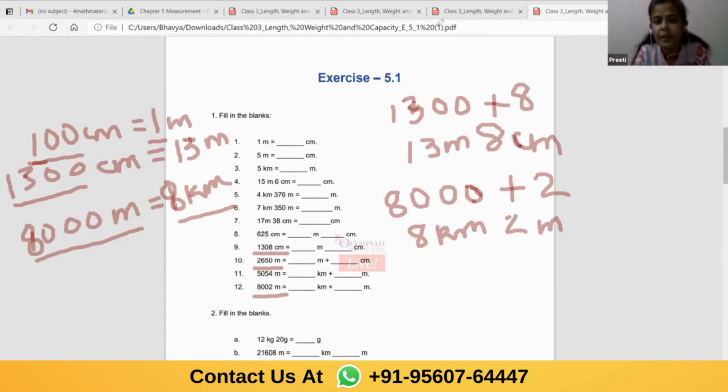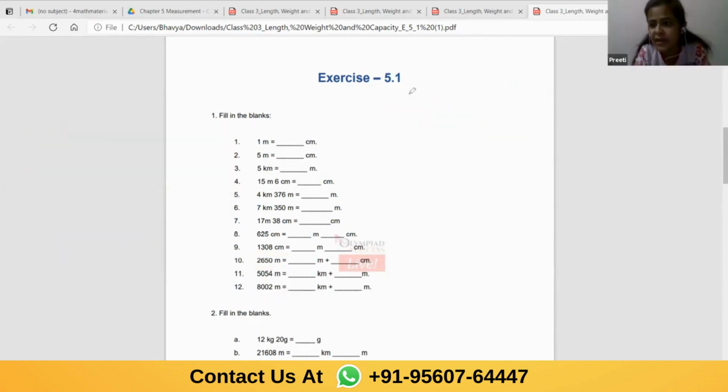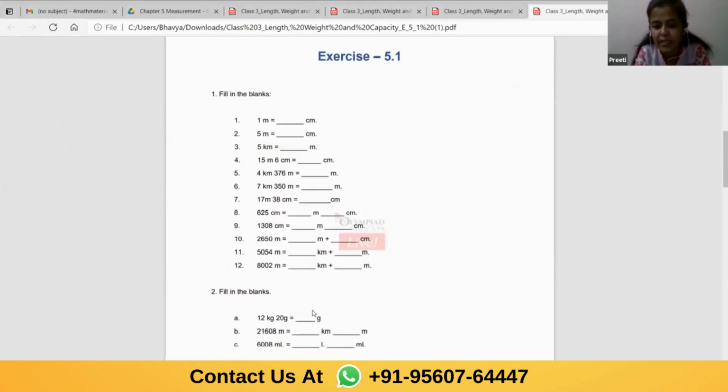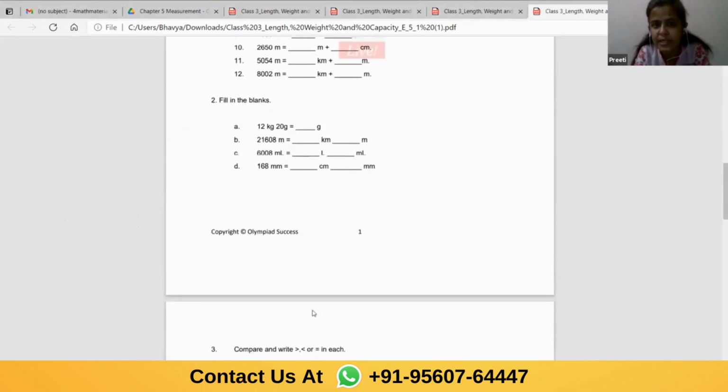Okay. All right. Any other doubt in question number 1? Anyone? I am doing it question wise, children, so you can tell me when I come to that question. Okay. Moving on to question number 2. Any doubt? There are 4 parts. Any doubt?